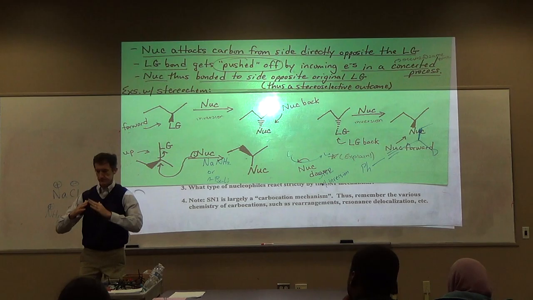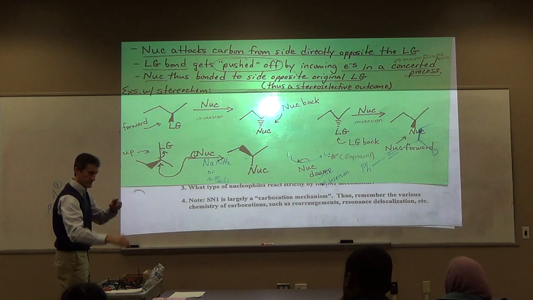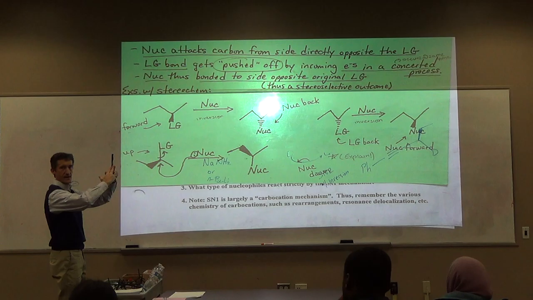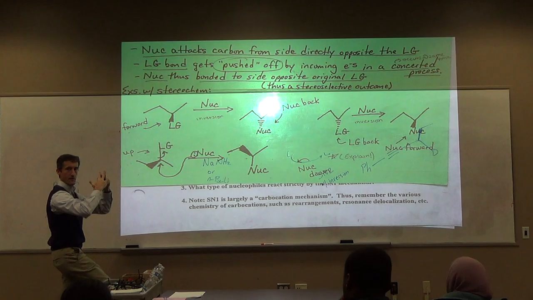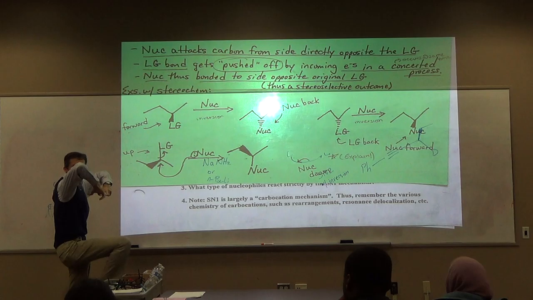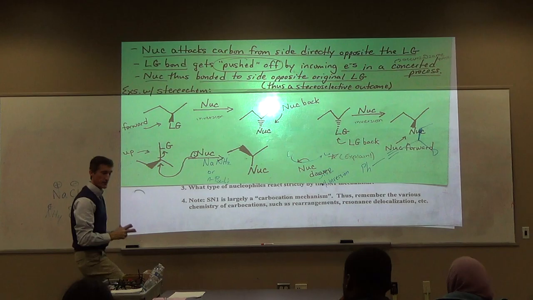Because, here we go, this elbow is forward. Leaving group is straight up. Okay? When the nucleophile comes in straight down, it pushes this off. But guess what? These things invert. Elbow down, it goes to elbow up. Elbow is forward, when it goes up, it is still forward.